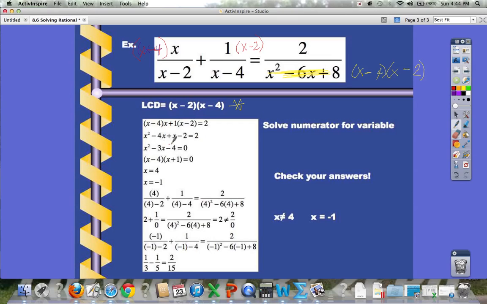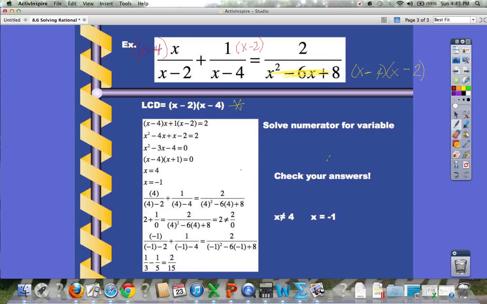Now you're going to combine like terms and put it in descending order. x squared minus 3x minus 4 looks like factoring. It is. So you make your factors and see what that becomes. Factors of 4 that subtract to be 3 are negative 4 and positive 1. Set those equal to 0, and you will get your solutions to be 4 and negative 1.